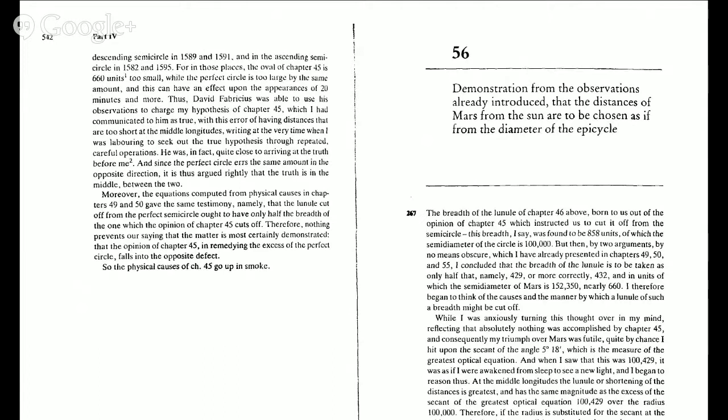Moreover, the equations computed for physical causes in chapters 49 and 50 gave the same testimony, namely that the lunule cut off from the perfect semicircle ought to have only half the breadth of the one which the opinion of chapter 45 cuts off. Therefore, nothing prevents our saying that the matter is most certainly demonstrated, that the opinion of chapter 45, in remedying the excess of the perfect circle, falls into the opposite defect. So the physical causes of chapter 45 go up in smoke.